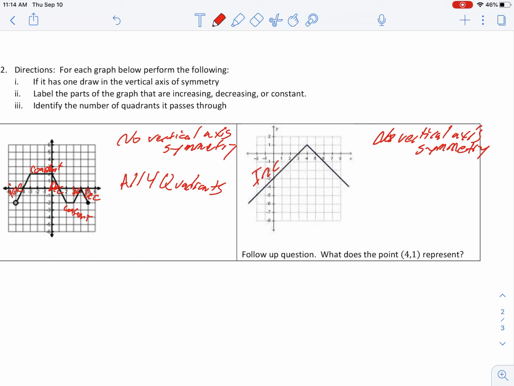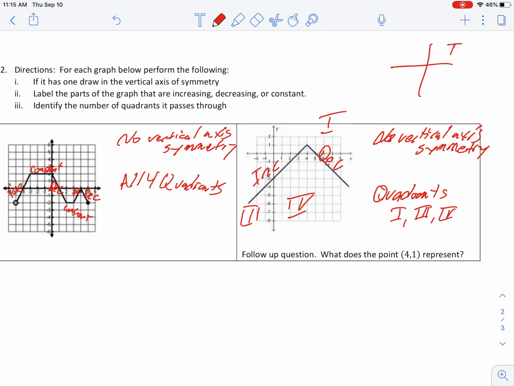Now, increasing, decreasing, constant. Your eyes start off by increasing, they turn and they start to decrease. And then the quadrants it goes through: quadrants 1, 3, and 4. It does not go through quadrant 2. Make sure you know your quadrants. 1, 3, and 4. 1, 2, 3, 4. Know your quadrants.